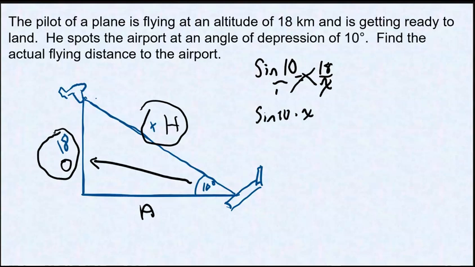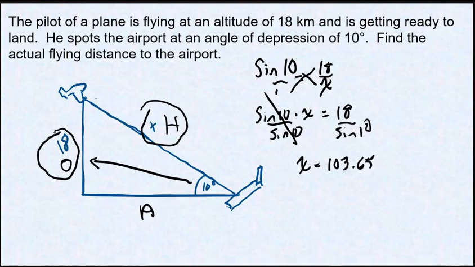I've mentioned this before. As comfortable as you get with trig, I would not really skip this step. It's one of those steps that you skip, and it's very easy to create an error. And now I'm going to plug that into the calculator. 18 divided by sine 10 gives me 103.65 kilometers. That means that pilot needs to travel 103.65 kilometers at 10 degrees to land at the airport.